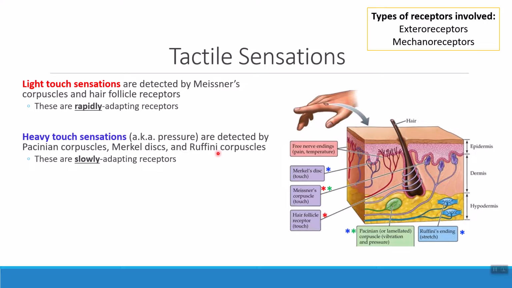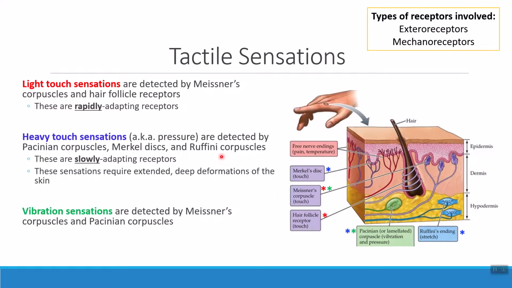These are slowly adapting receptors, and this makes sense because to detect pressure, we need to have an extended sensation that causes a big change in the structure of our skin. So, 3 types of receptors that detect pressure or heavy touch. That's Pacinian corpuscles, Merkel discs, and Ruffini corpuscles.